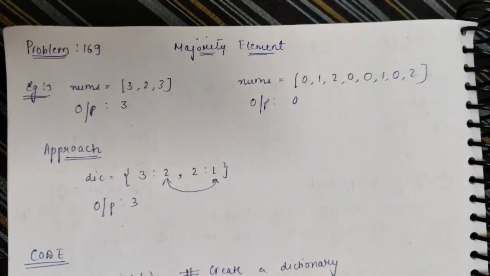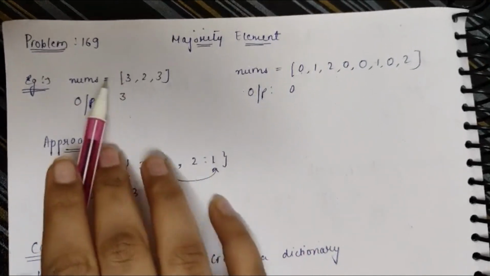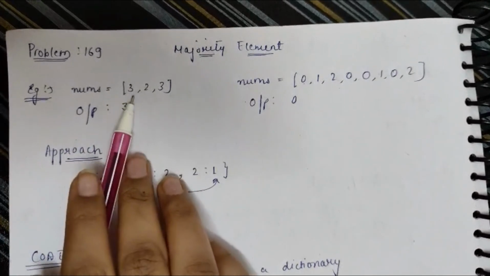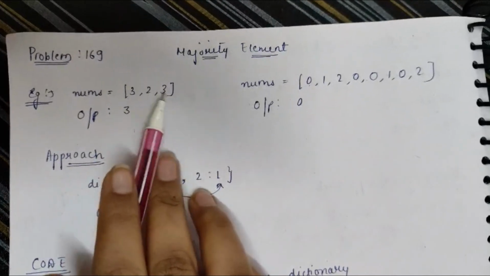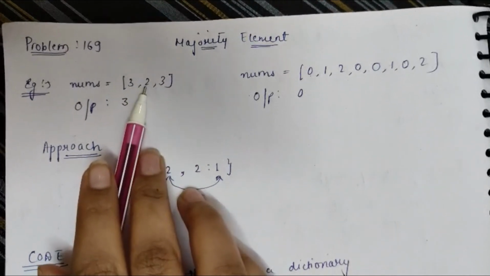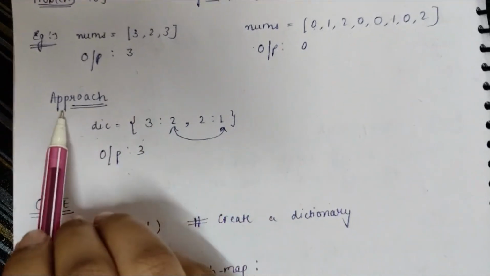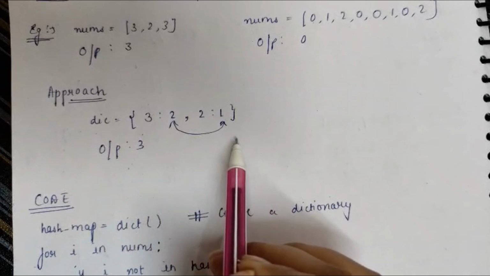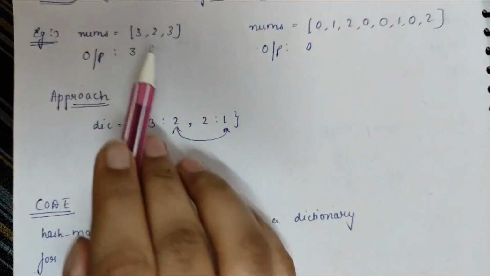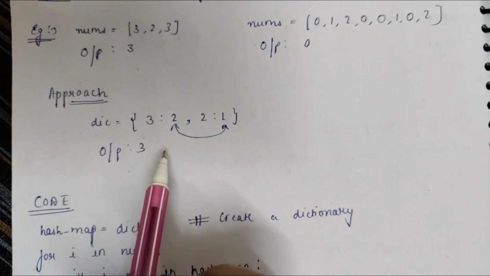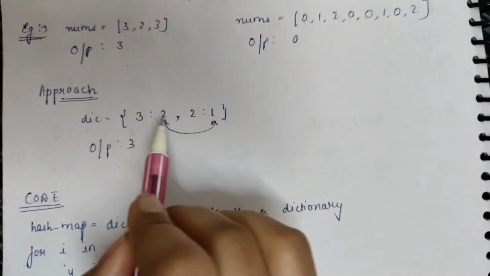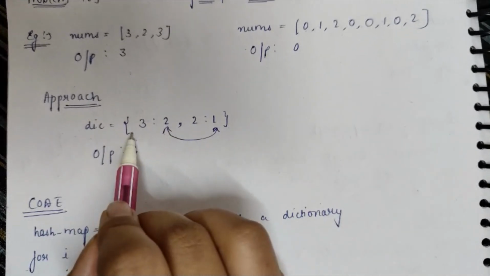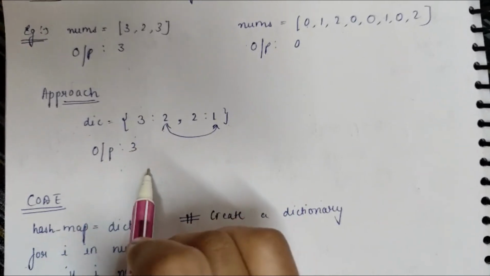So let's move to the notebook and solve the question. Here is our problem 169 Majority Element. In this question we have an array nums and we have to return the element which has occurred maximum times. So we have to return 3 because 3 has occurred 2 times and 2 has occurred only 1 time. So what would be the approach? We'll create a dictionary and we'll append all the elements of that nums array into that dictionary. And then we'll compare values like 2 and 1. 2 is greater, hence we'll return 3, the key of that value, as output.